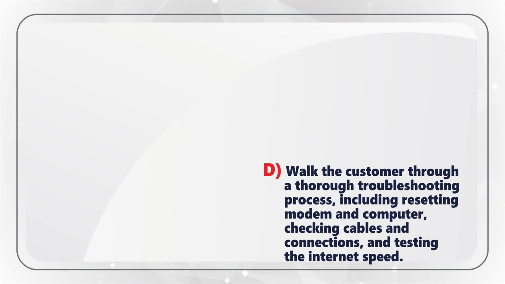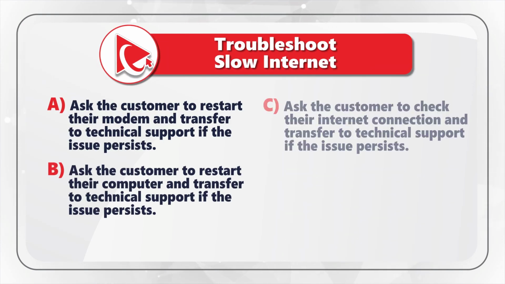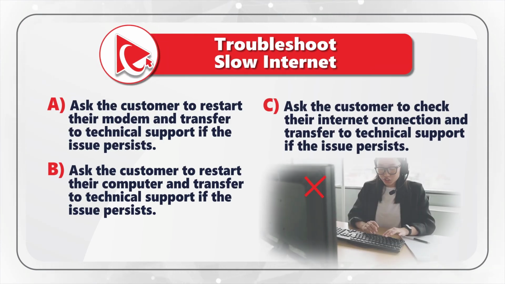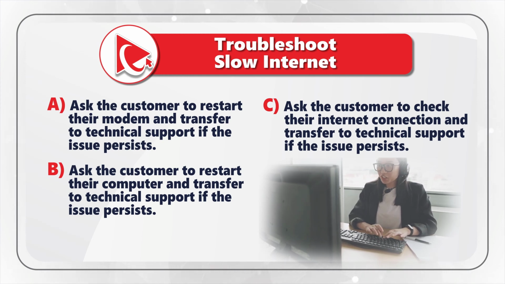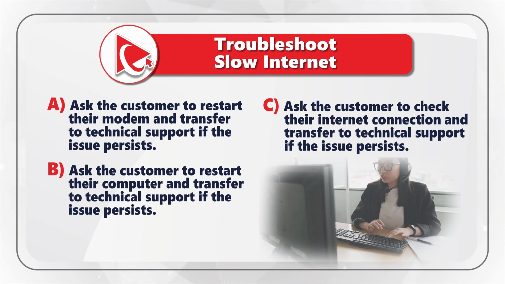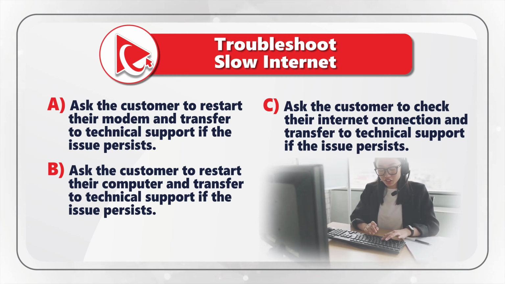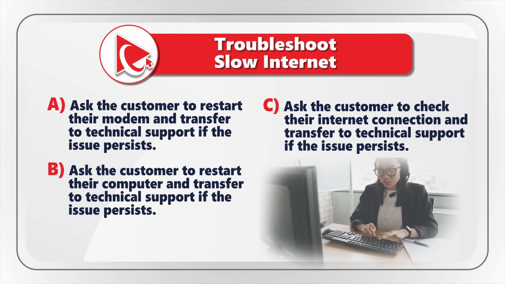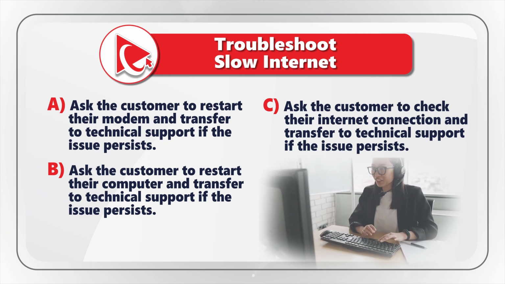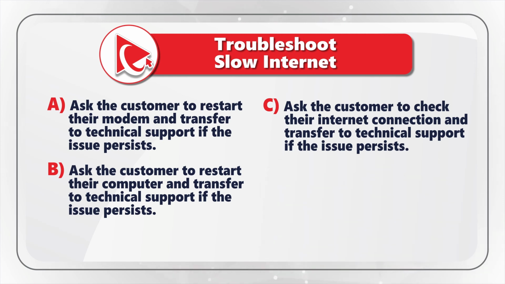And now let's look at the incorrect choices, choices A, B, and C, to see why they are incorrect. I think those options are incorrect because they only involve asking the customer to perform a single action and then transferring them to technical support. This approach may not resolve the issue and it may result in the customer having to wait longer for the resolution.